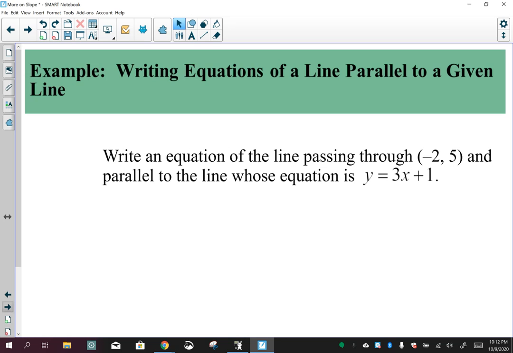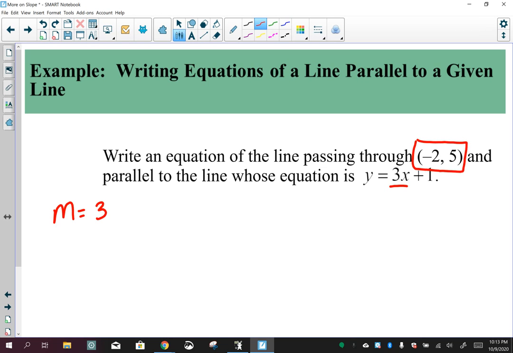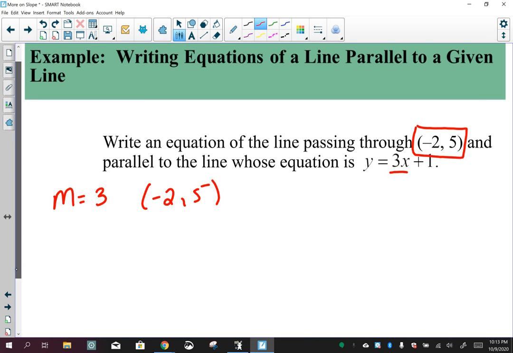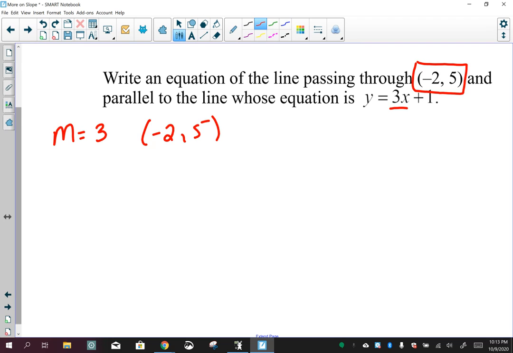So we want to write an equation of a line parallel to y = 3x + 1, and we want it to go through the specific point (-2, 5). First off, the slope I'm going to use is 3, because that is what's in front of my 3x. Then I'm going to take that 3 and use the point they gave me, (-2, 5), with the point-slope formula that we learned in our last section, and we're going to put this in y-intercept form.